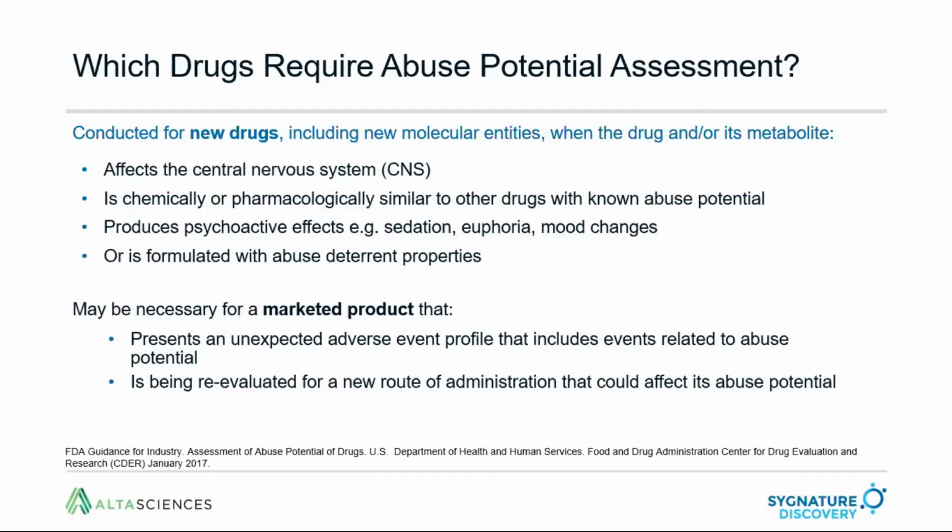In some cases, marketed drugs may require abuse potential evaluation. This has been requested for some drugs that presented unexpected adverse event profiles that indicated abuse potential, or in cases where a new route of administration was being considered that could increase the reinforcing effects of a drug. This generally occurs with routes of administration that increase the rate of exposure and entry into the central nervous system. One example would be introducing an IV formulation for a marketed drug that is normally given orally. Next slide, please.